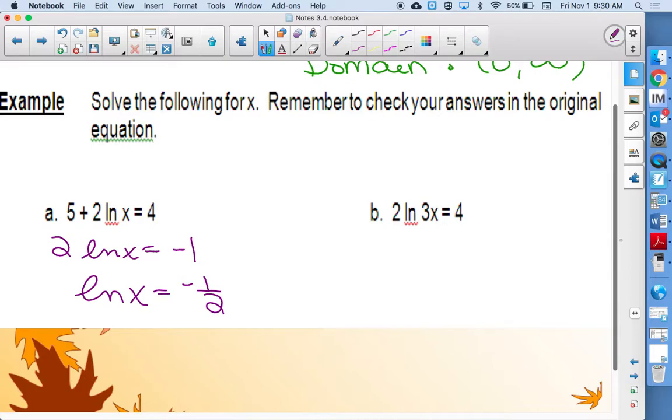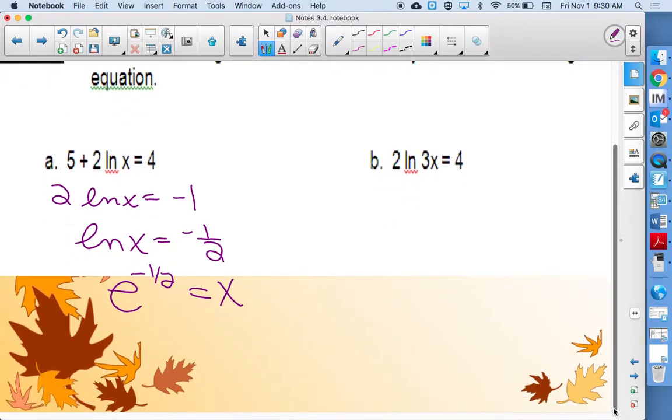How do you think you'd get x by itself, Josh? You put e, and then you put it to the negative 1/2. Right. So now we're switching it into exponential form, where when I had an exponent, we changed it to a log. If we have a log or a natural log, we're going to make it back into an exponent. So you kind of do the opposite. They're inverse functions. So depending which function you have, you do the opposite to solve.